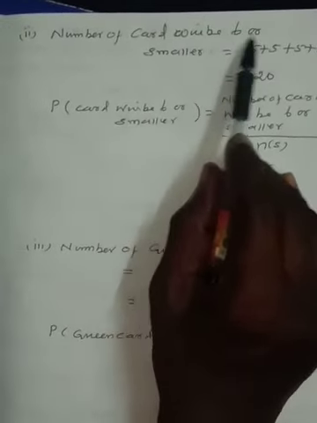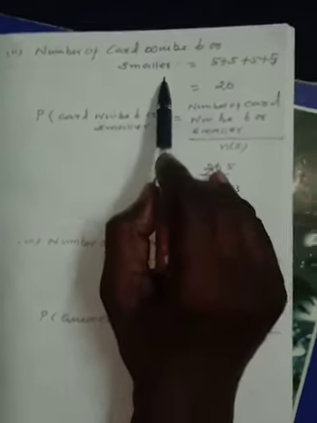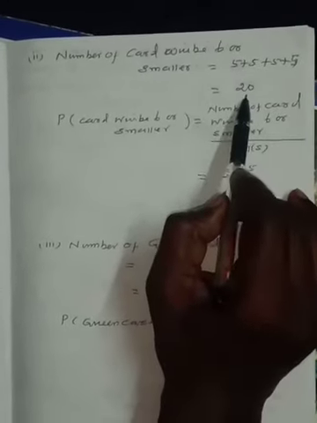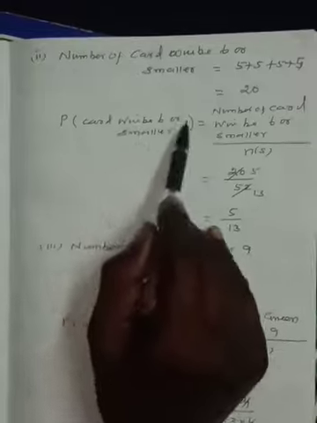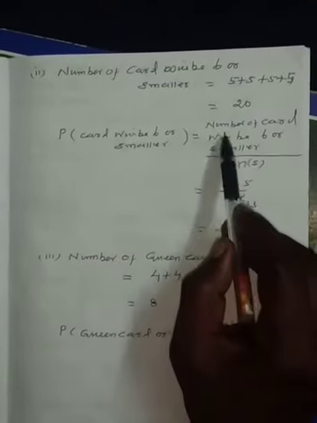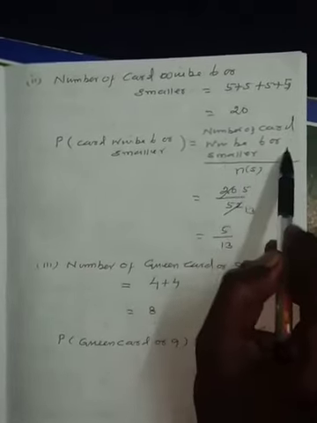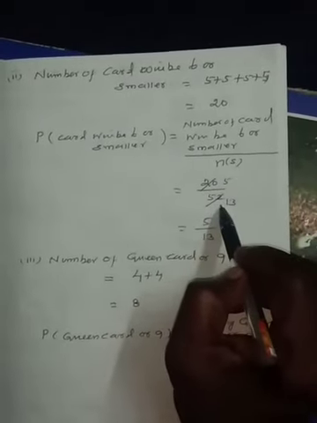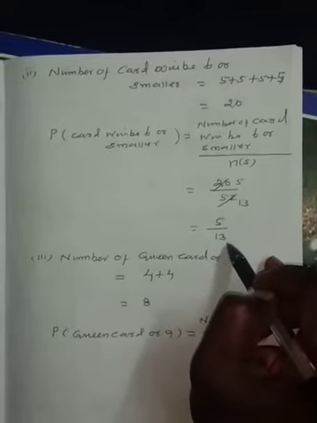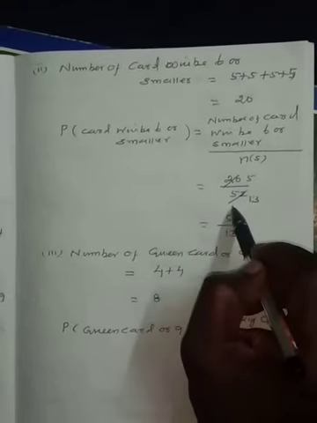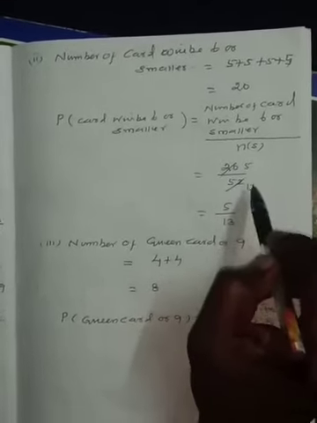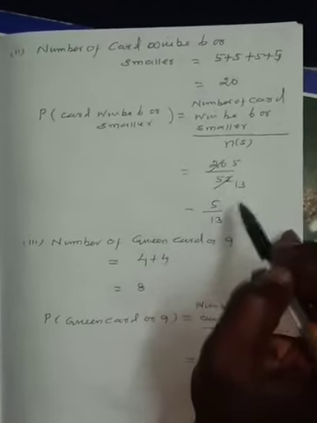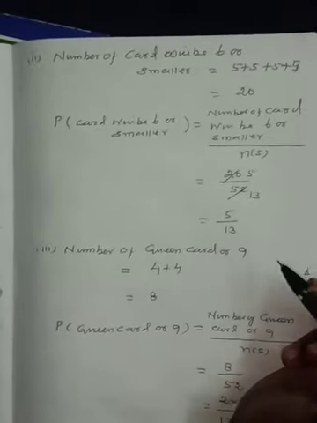Will be 6 or smaller means 5 plus 5 plus 5 plus 5, totally 20. Probability of card will be 6 or smaller is number of cards will be 6 or smaller divided by n of S, is equal to 20 divided by 52. So 20 divided by 52. 4 5s are 20, 4 13s are 52. Cancelling 4 we get 5 by 13.